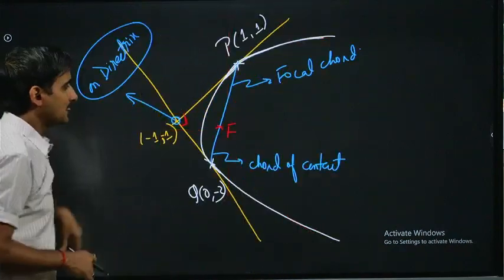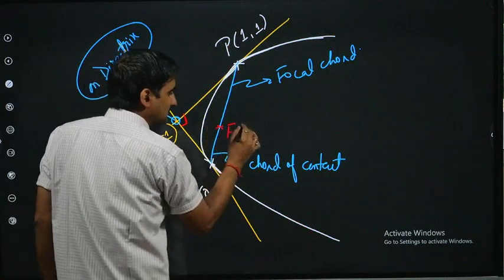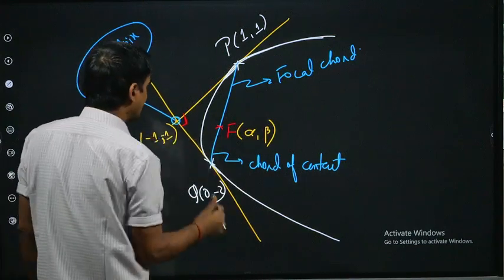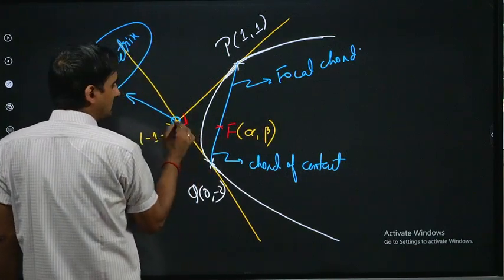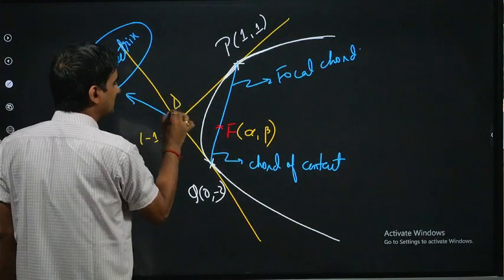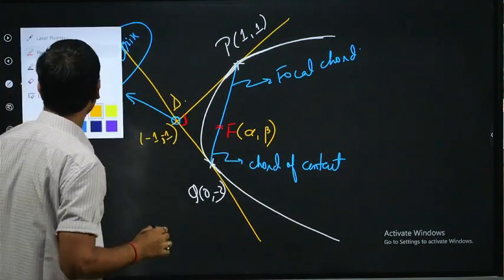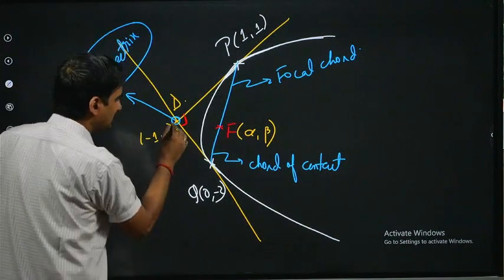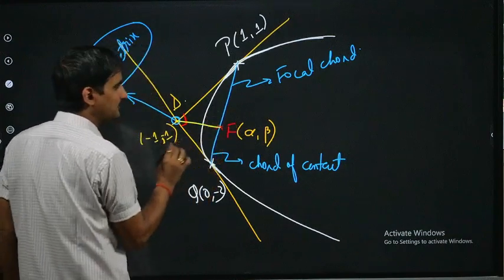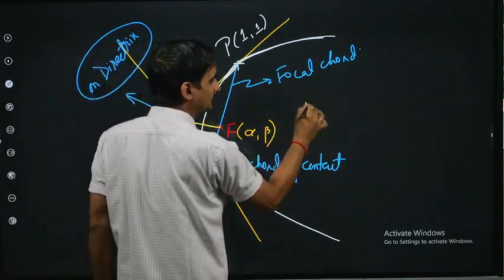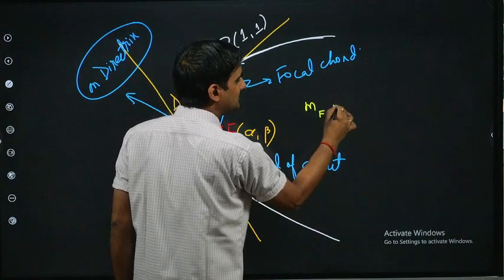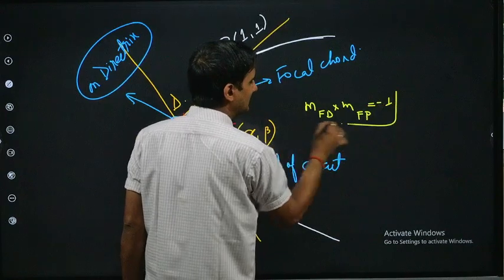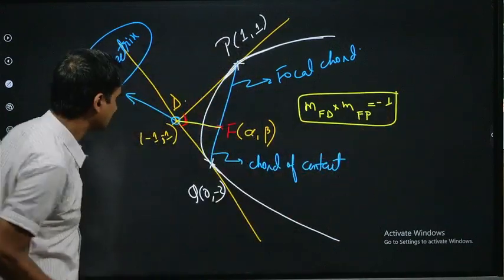Now if that's the focus here, if I consider the point to be (alpha, beta), let me call this point also D because this point is on the directrix. So now the slope of FD into the slope of FP should be -1. That's one result. Now let's use it quickly.